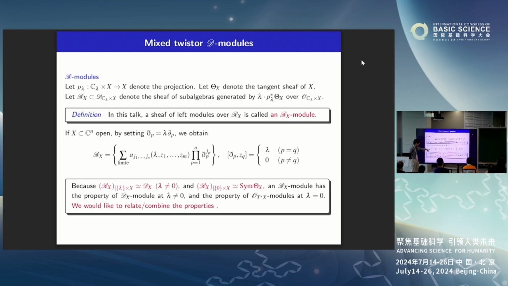And the restriction of R_X, for any non-zero lambda, the restriction of R_X to lambda times X is isomorphic to D_X. And the restriction of R_X to 0 times X is isomorphic to the symmetric tensor product of the tangent sheaf. So outside of lambda equals 0, R_X modules have the properties of D modules. And at lambda equals 0, R modules have the properties of Higgs modules, or modules over the cotangent bundle. And we'd like to relate or combine these properties.